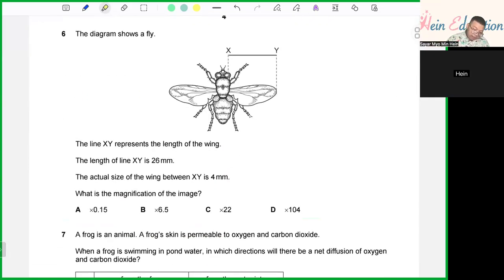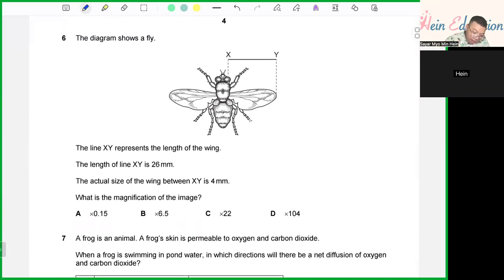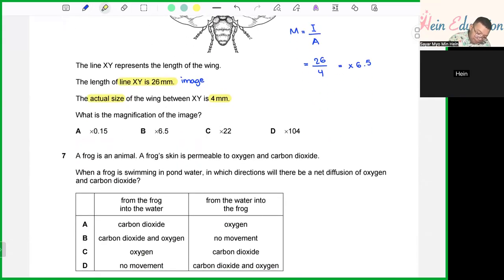And number six is about magnification. I would start off with the formula: magnification equals image size divided by actual size. Here they already give you the length of line XY, which is 26, the image size, and the actual size is 4 millimeters. The units are the same, so we don't need to convert anything. It will be 26 divided by 4, which gives you 6.5. So it's 6.5 times, and the correct answer is B.